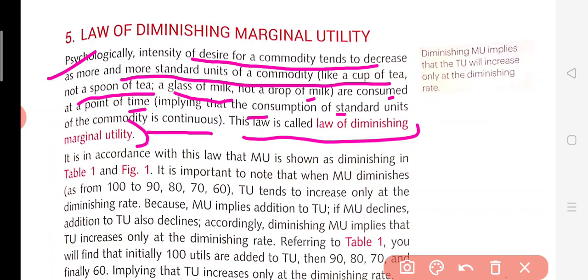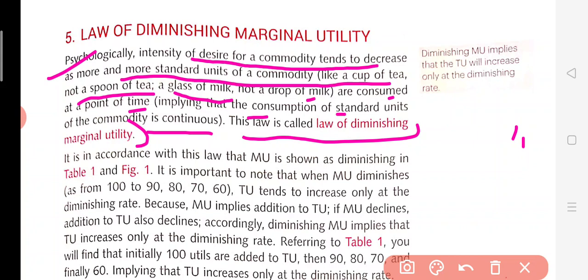So what they are trying to tell you is very simple to understand: if you are consuming any commodity one by one after the other consecutively, you're not giving gaps. It is not like you have one cup of tea at 9 in the morning, then the next cup at 1 o'clock in the afternoon. No, there's no time gap. One after the other you are consuming the cup of tea. Remember it like this. Or any commodity, not just a cup of tea, be it mango or orange or apple or anything which you like.